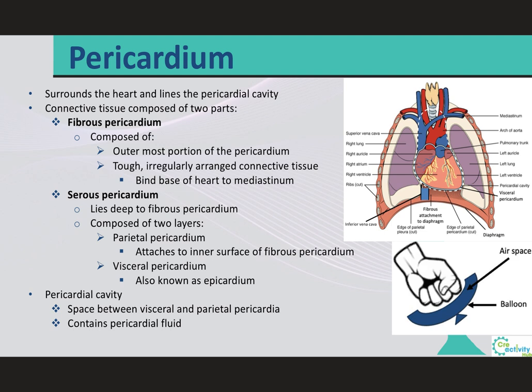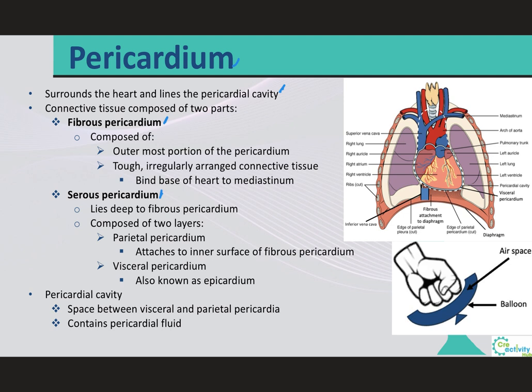Lastly, we're going to cover the pericardium, which is a membrane of connective tissue that surrounds the heart and also the pericardial cavity. And this membrane is a continuous sheet that will be composed of two parts, the fibrous pericardium and the serous pericardium. The fibrous pericardium has this very tough, irregular connective tissue, and this connective tissue is going to be important because it will provide the support to the heart.